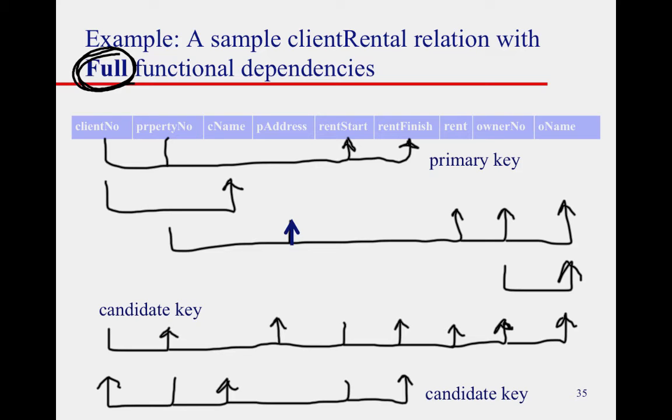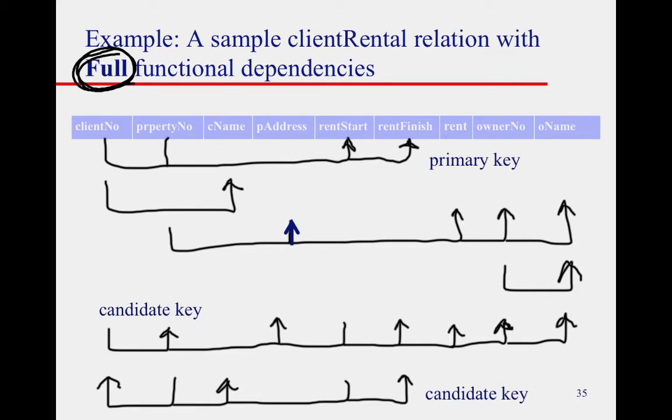Now, you might say, then why don't we have arrows here, here, here, here, and here? Instead, the only arrows are this one, this one, this one. Oops. There we go. Rent start and rent finish.